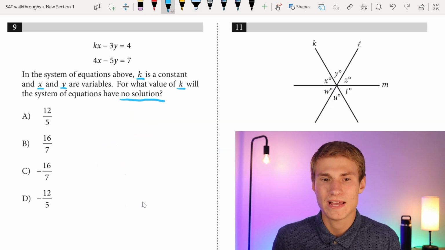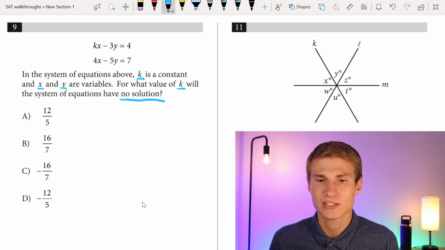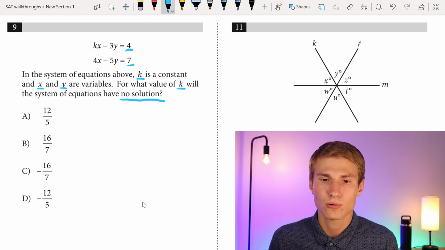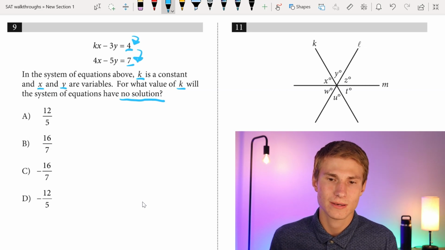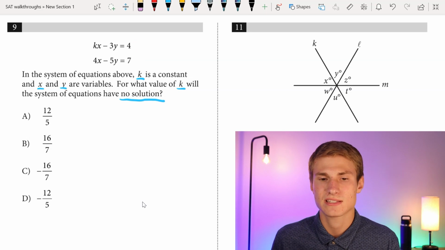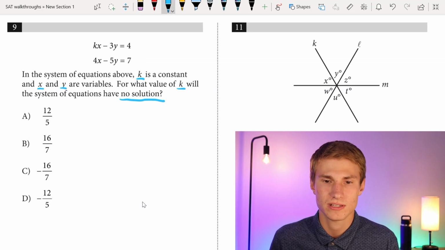So we need to find a way to get these equations the same slope. Now, one thing that jumps out to me right away is I see I've got a 4 there and a 7 there, so I've got different constants. As long as I get the slopes the same, their y-intercepts are going to be different. So that's all I have to do. I have to get the same ratio x to y in both of these problems.